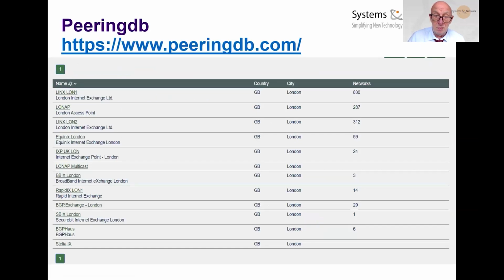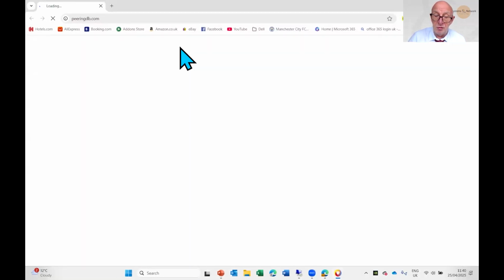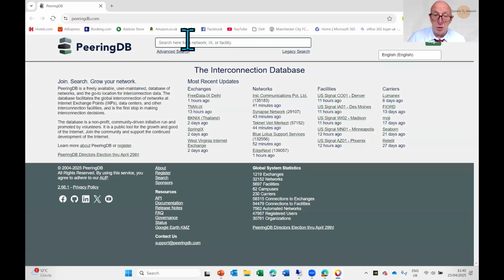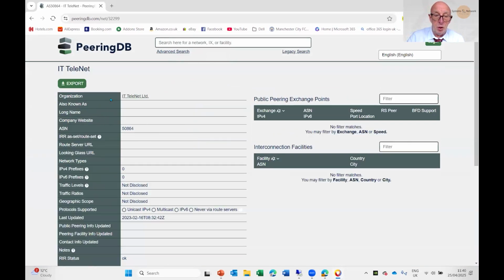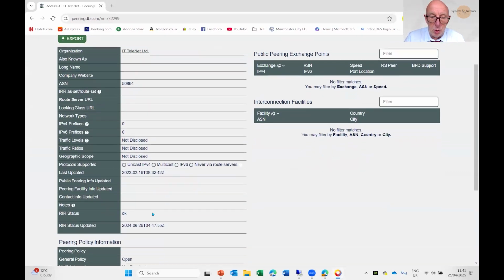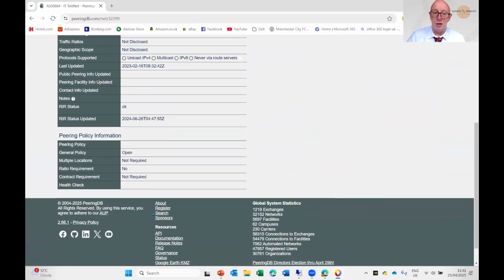And here it is, PeeringDB. Just see what this one has to say for itself. So you can look for an AS5086 or whatever you like. And we could just look into whatever we want to look into. There is an awful lot of information available. The organization, IT Telnet, AS number. I'm just picking these at random. But just be aware you are not an island, or the system is not an island. They are part and parcel of a greater being. Protocol supported: unicast, multicast, maybe.